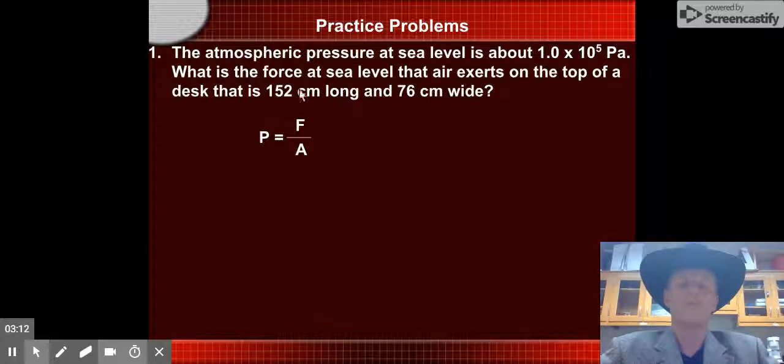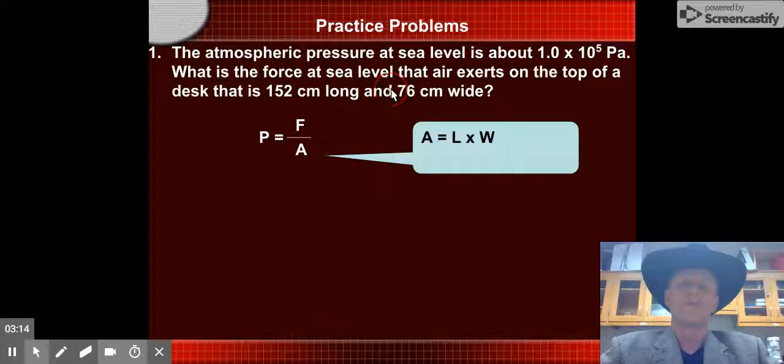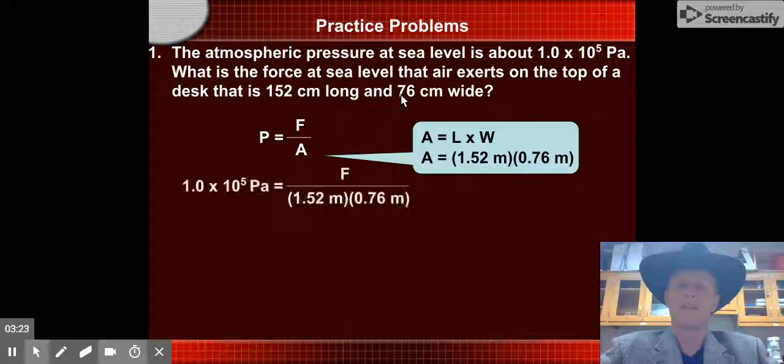But the problem is we want it in meters. So we have to take those two and convert them first. So 1.52 times 0.76 to get the area. Then you can see all you have to do is cross multiply to get the force on the top of the desk. 120,000 newtons of force is on top of the desk.